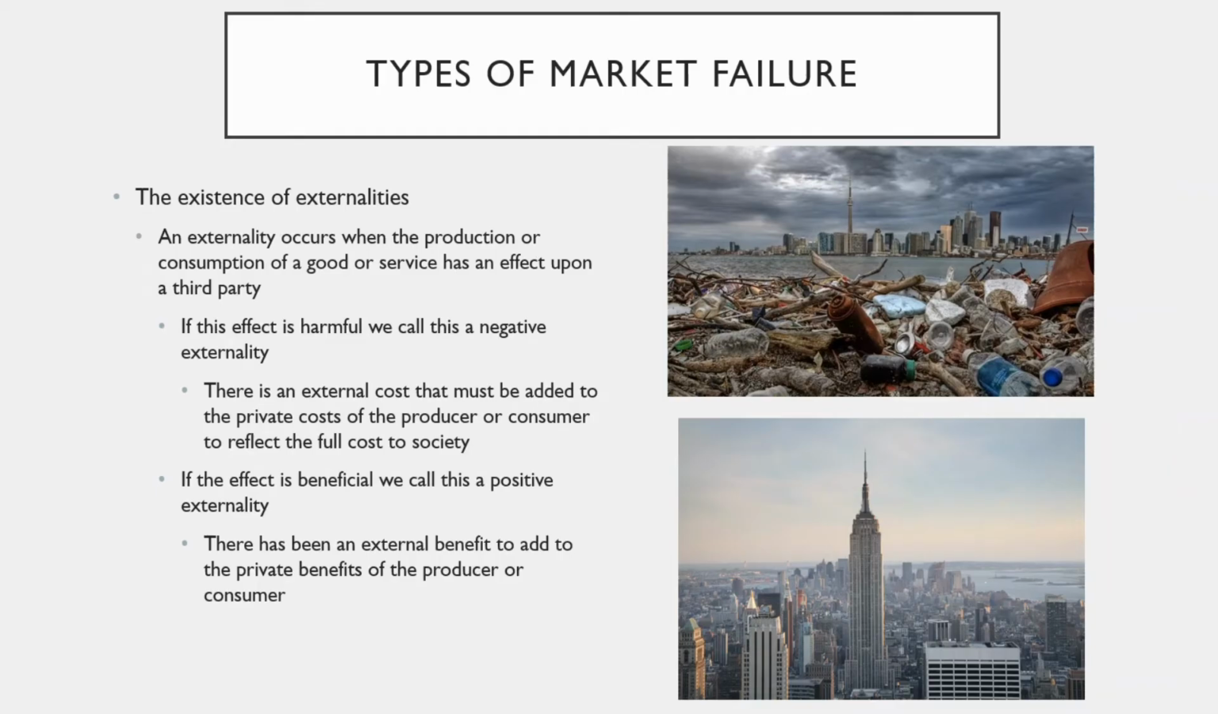The last thing is externalities. Externalities is another example of a market failure, which is what we're going to be talking about for a little bit. An externality occurs when the production or consumption of a good or service has an effect upon a third party. If it's a harmful effect, we call this a negative externality. There is an external cost that must be added to the private cost of the producer or consumer to reflect the full cost to society. If the effect is beneficial, we call it a positive externality. There is an external benefit to add to the private benefits of the producer or consumer.